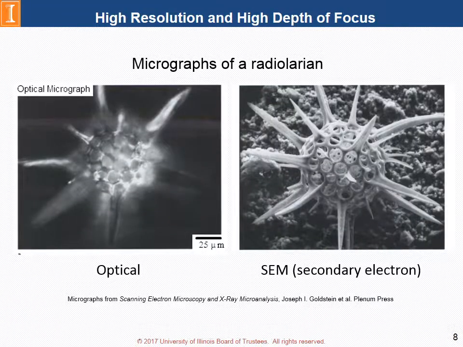The higher resolution and the larger depth of focus of SEM can be clearly observed in these two images of the same radiolarian. On the left, the image was taken in an optical microscope, and on the right, the image was taken in a SEM. We can see that in the optical image, only the top surface is in focus, while both top and bottom surfaces are in focus in the SEM image. And also, the SEM image reveals extremely fine features which are not observable in the optical image.